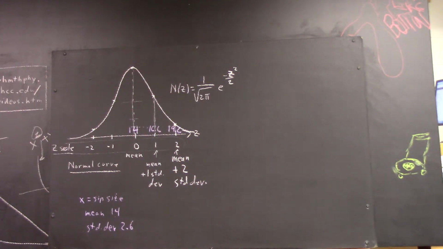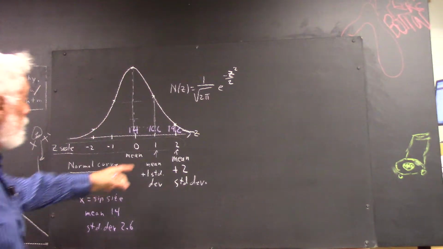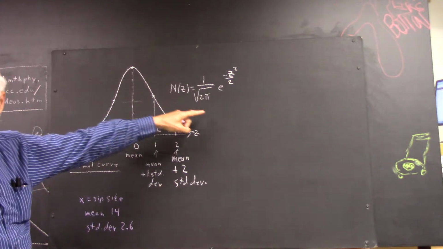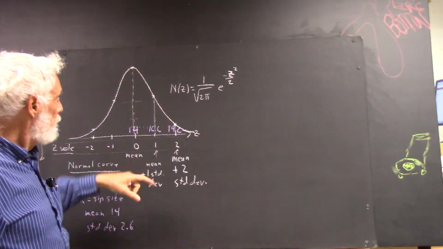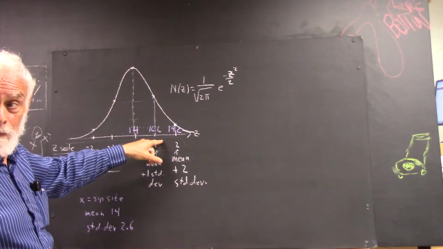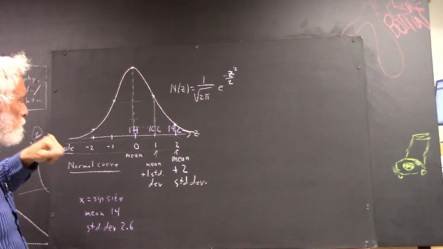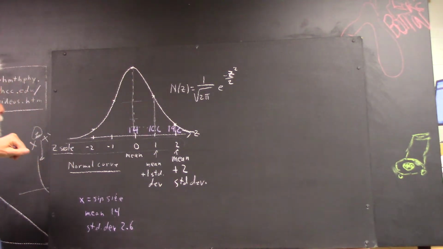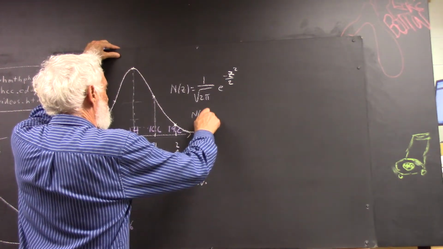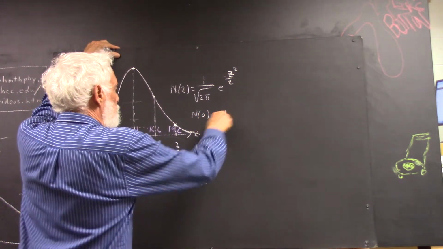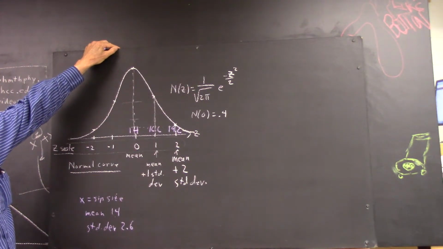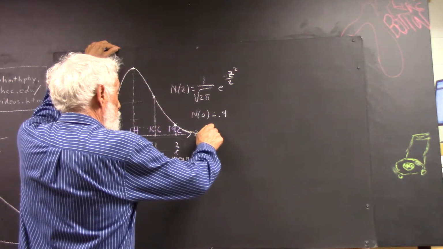All right? Now, how would you calculate, the other thing is, I want you to calculate the area between here and here. If you evaluate N of 0, you get something very close to 0.4. I ask you to verify that by doing it in your calculator, so you don't have to necessarily believe me.